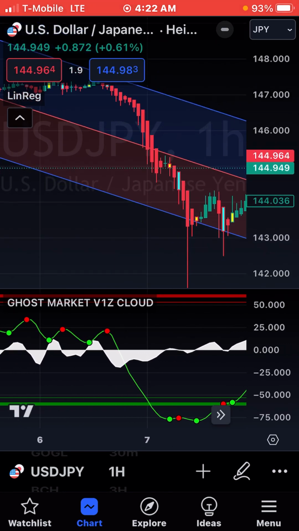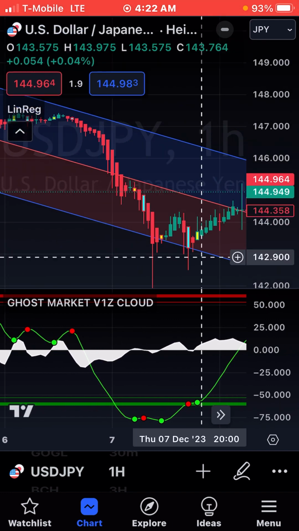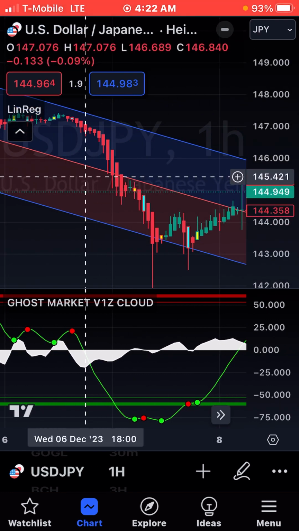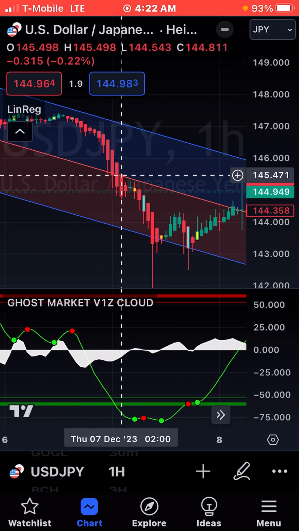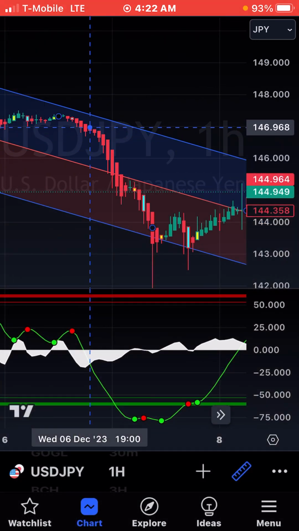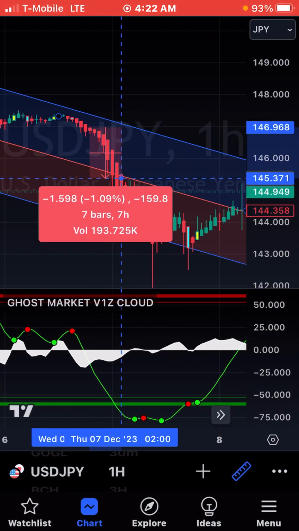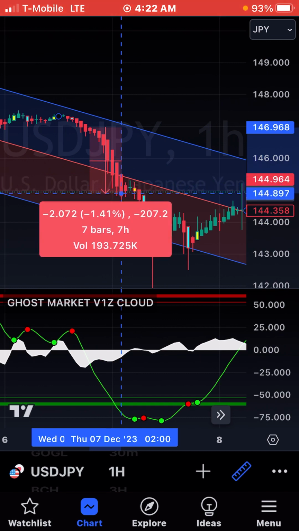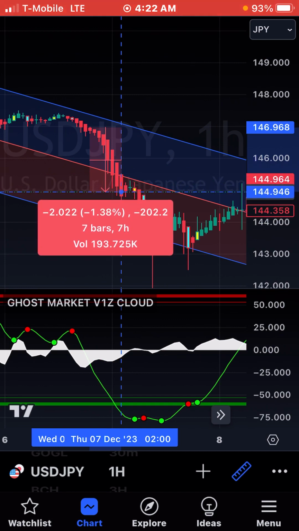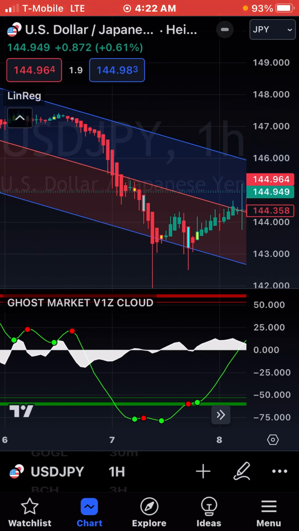It goes through the cloud right here. And then that's profit right here. So it's profit right here, if you ride this out. So that would be profit too. That would be some pretty huge profit.